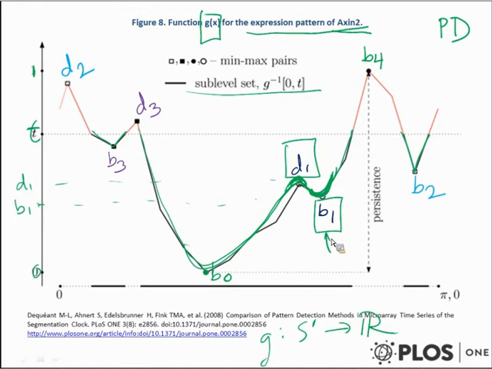Another one that's fairly easy to see is our B3. This is also a minimum, and as I increase the time, we will swallow up here. And so we can see that this gives us the point B3, D3. B2 is a little bit more interesting. So why is B2 a little bit more interesting?